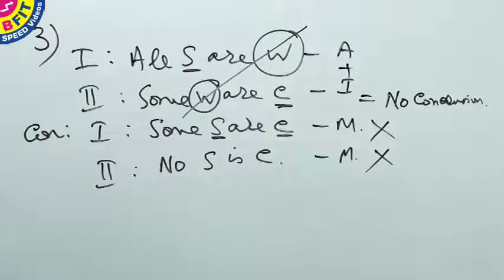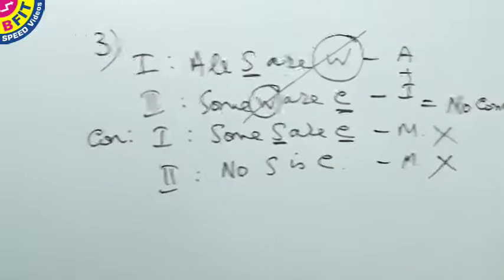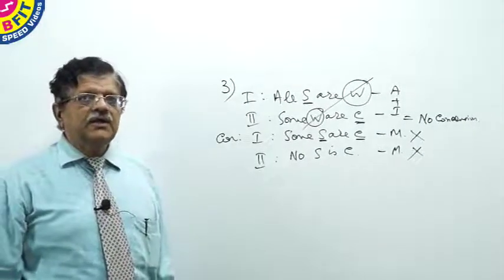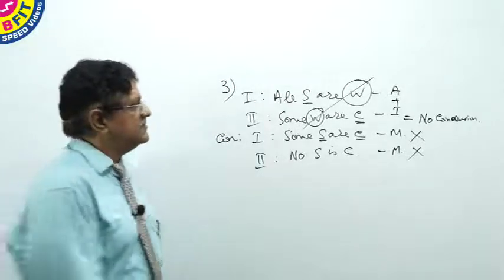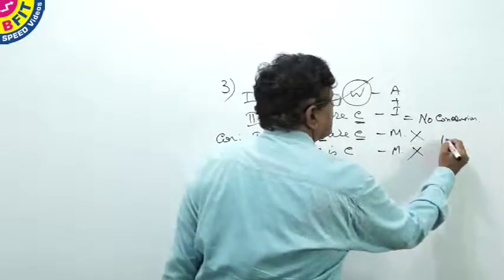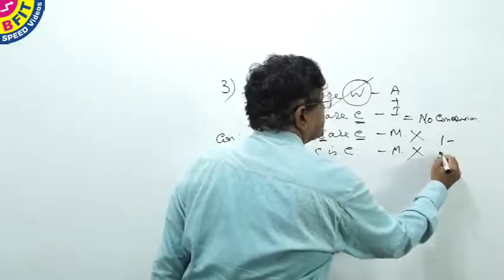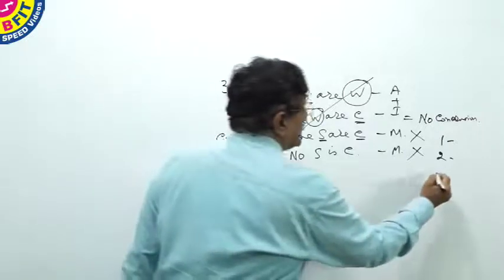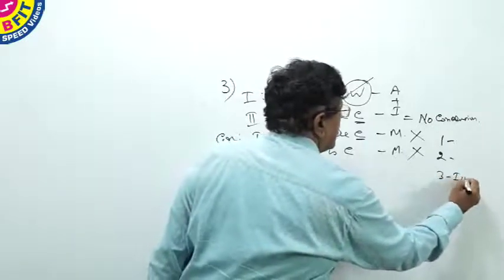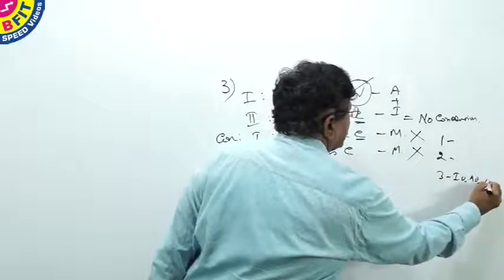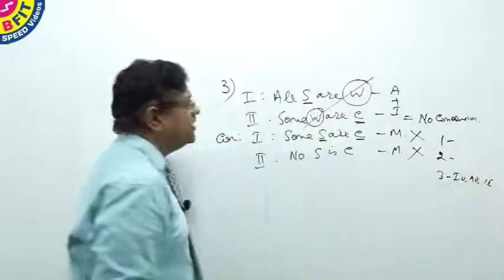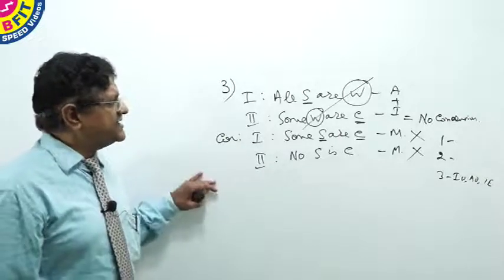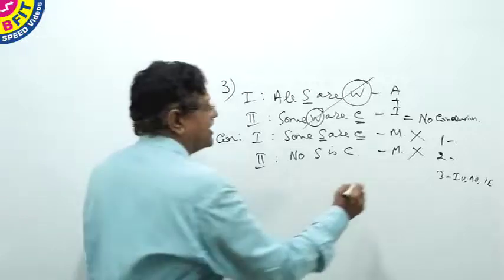What are the three conditions for complementary pair? First condition, both conclusions should be false. Second condition, the subject and predicate of the conclusions should be the same. The third condition, they must belong to IO, AO or IE. The conclusions must belong to any one of these categories. So, the first condition is satisfied, namely both conclusions are false.